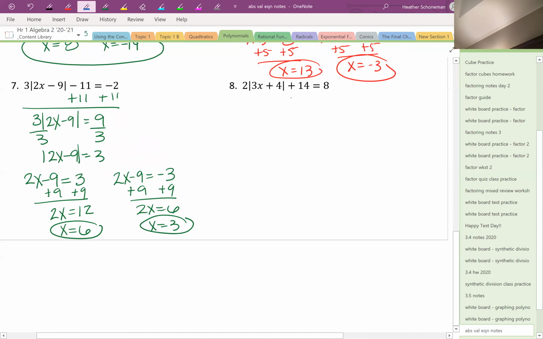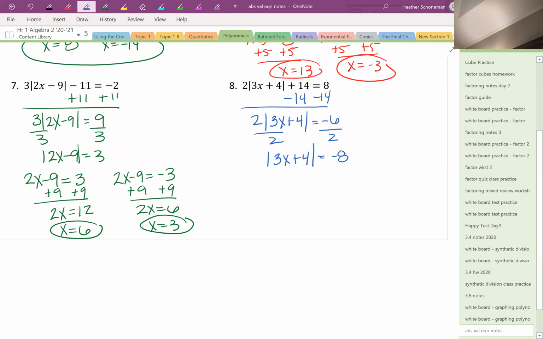All right, last one. Okay, we know by now we're going to subtract 14 from both sides. So I get 2 times the absolute value of 3x plus 4 equals negative 16. Divide by 2, so the absolute value of 3x plus 4 equals negative 8. So now that I've got the absolute value by itself, now I can write it into two equations. But remember, distance cannot be negative. And so when I take the absolute value of something, I cannot get a negative number. So once I've got the absolute value by itself, and there happens to be a negative number on the other side, then this is no solution.